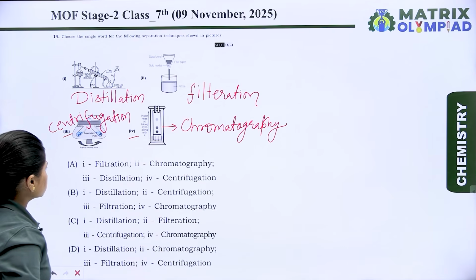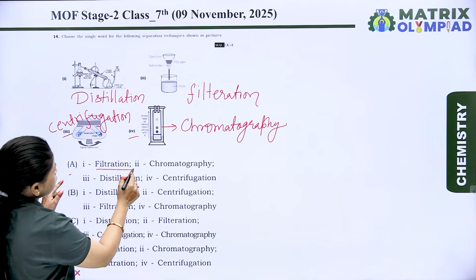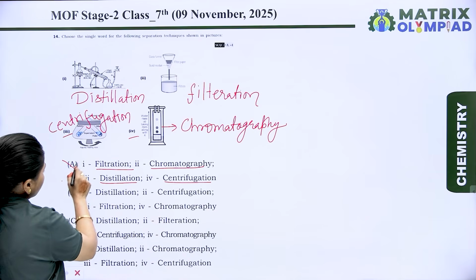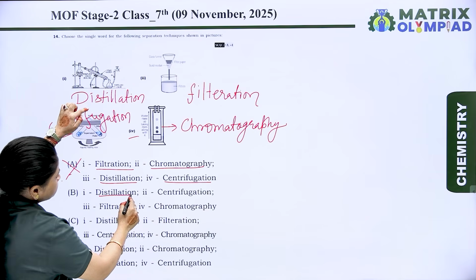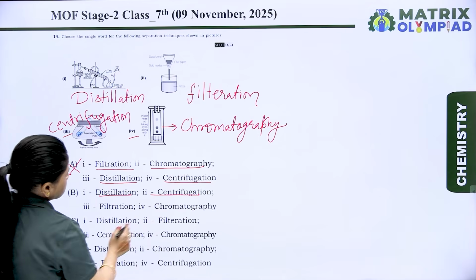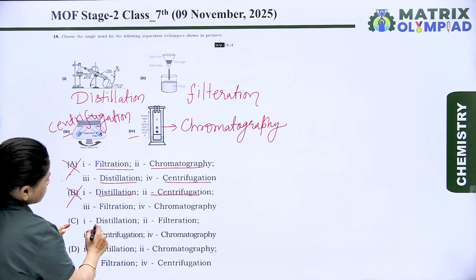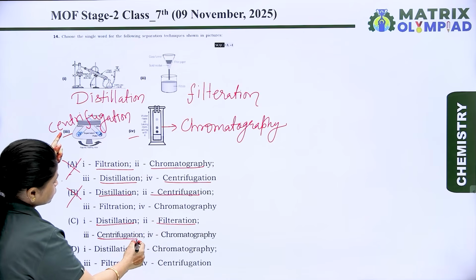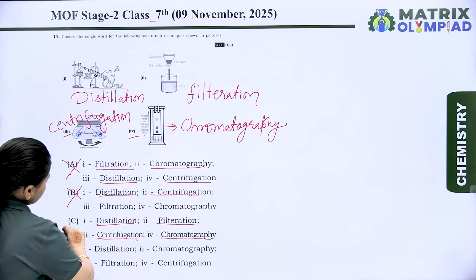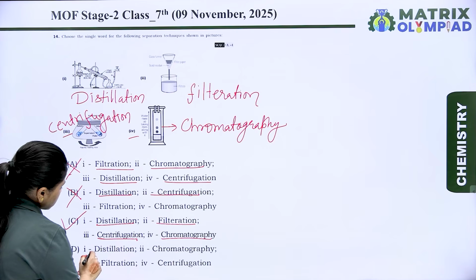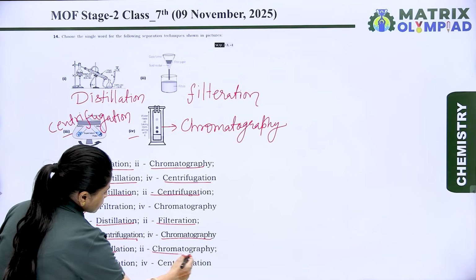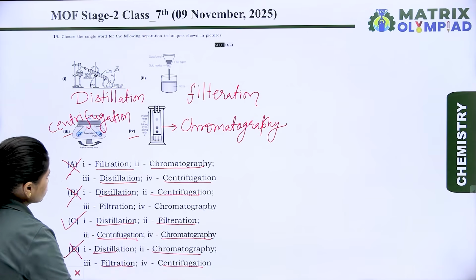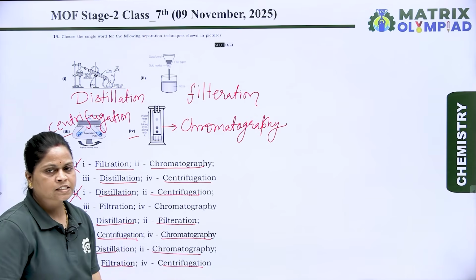Let's take the options. Option A, filtration, chromatography, distillation, centrifugation. This is wrong. B, distillation, centrifugation. This is wrong. C, distillation, then second, filtration, centrifugation and chromatography. So this is the correct sequence. D, distillation, chromatography, filtration and centrifugation. No, it is wrong. So the correct answer is option C.